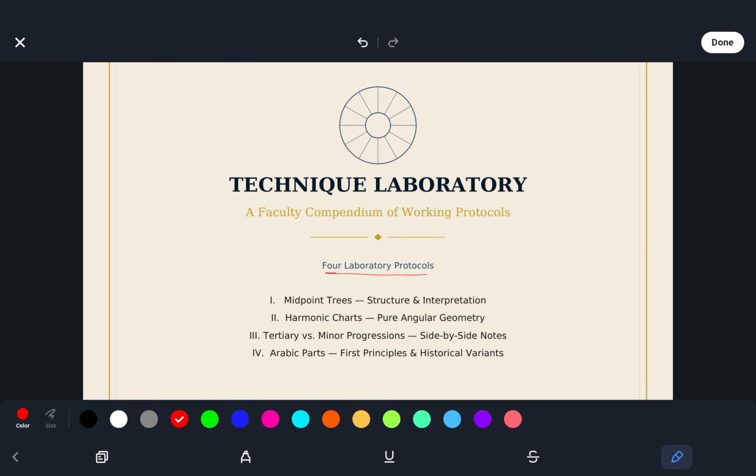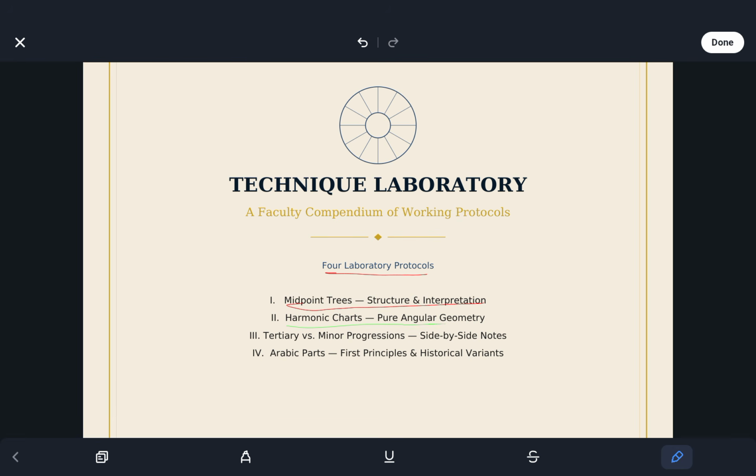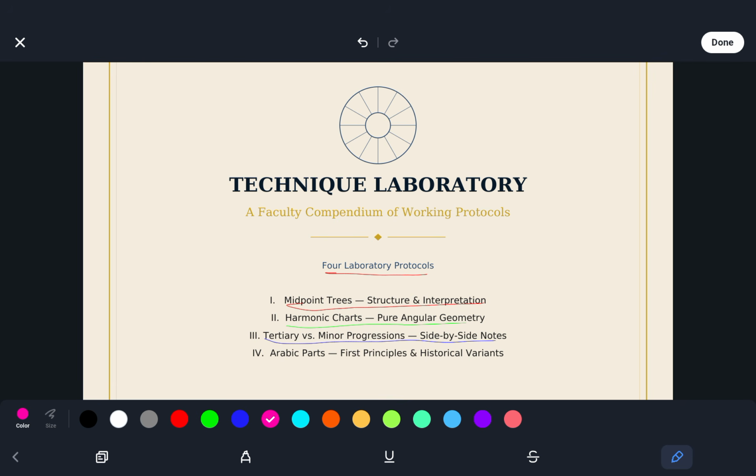We're going to look at 4 laboratory protocols: midpoint trees, structure and interpretation; harmonic charts, pure angular geometry; tertiary versus minor progression, side-by-side notes; and Arabic parts, first principles and historical variants.